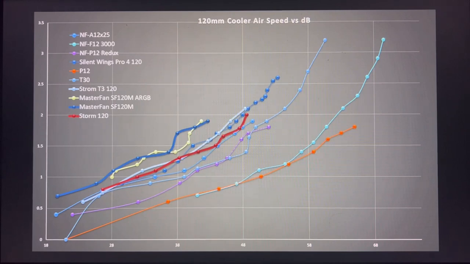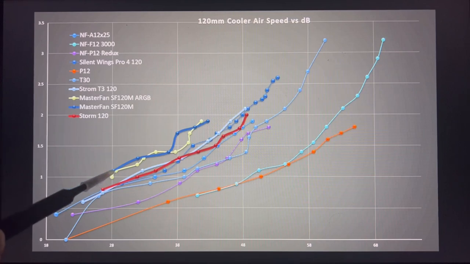Taking a look at the same data from a different perspective. So this is decibel readings along the bottom, and airspeed going up the vertical, so better fans are pointed in this direction. So that's going into the top left. And what do we see? Well, the Masterfan SF120M is right here, this dark blue line, and it is a very good performing fan in this graph. It just does very well in these noise results.